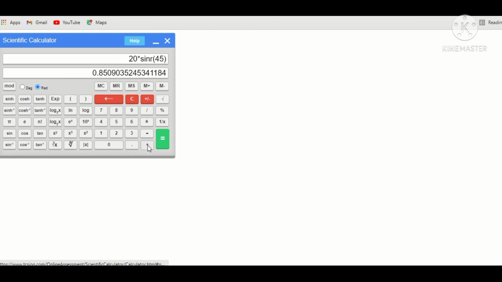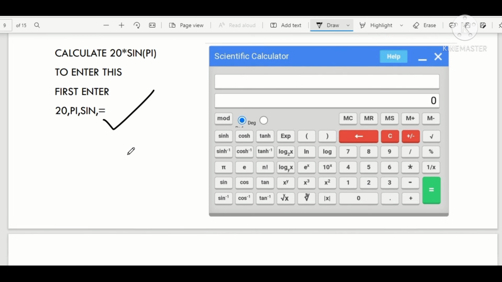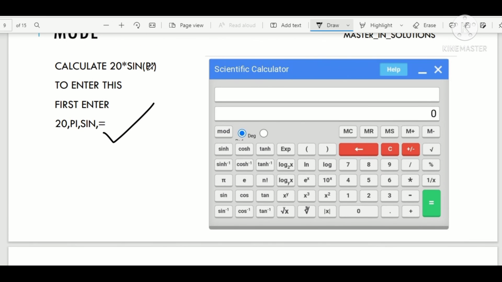And next I am going to add 50, and let me get the value here, 67 point so on. The value will be the same as per your notation, 20 into sine radians 45 plus 50. And next we're going to use the sine pi value, so let me explain this, 20 sine pi.